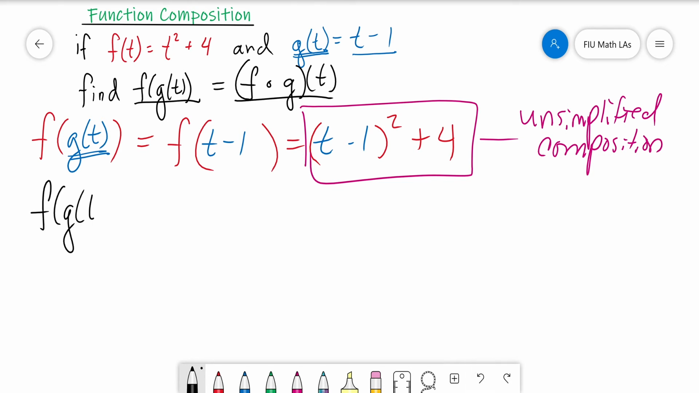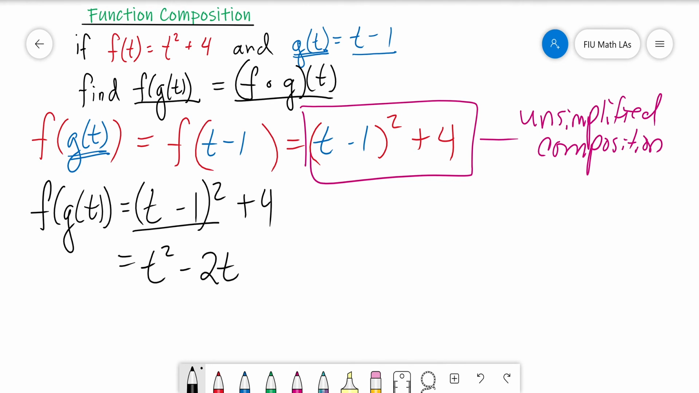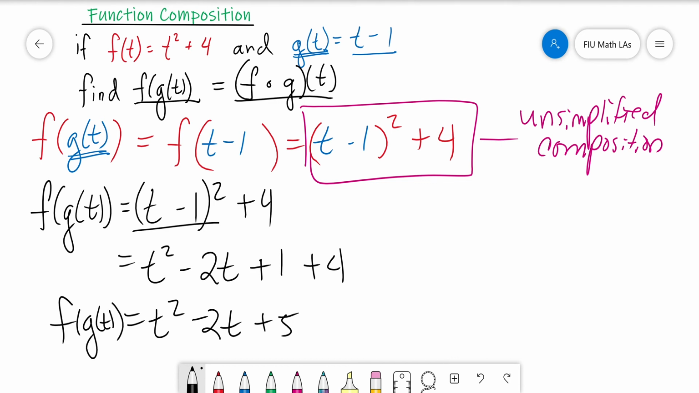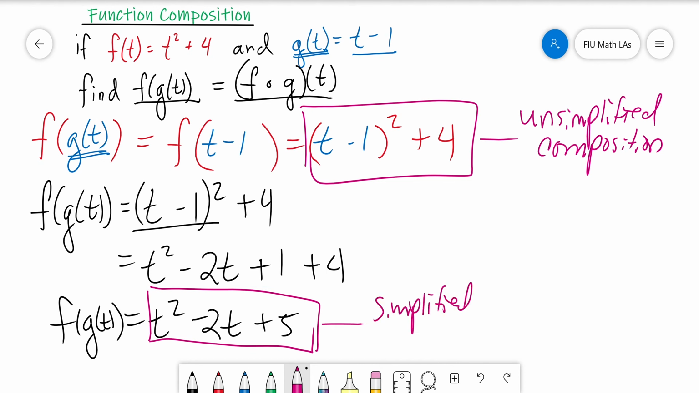of g of t, and I would take my t minus 1 squared, so t minus 1 squared plus 4, and I would FOIL this, so it would be t squared minus 2t plus 1 plus 4. This would turn into t squared minus 2t plus 5, still f of g of t is equal to this, and this t squared minus 2t plus 5 would be the simplified composition here.